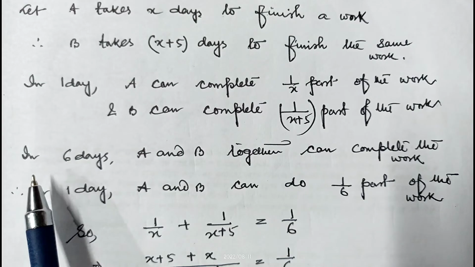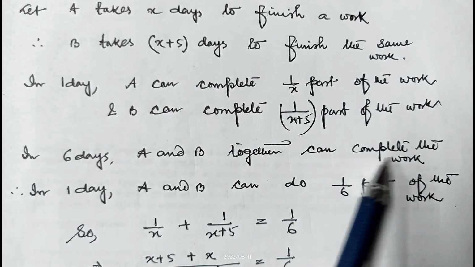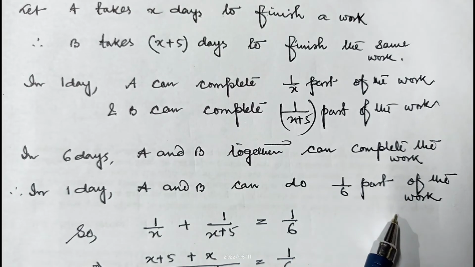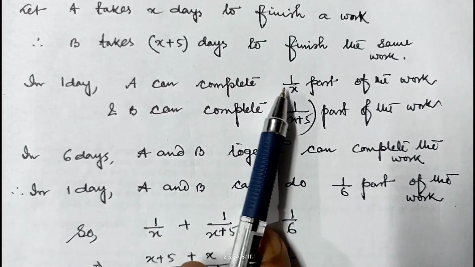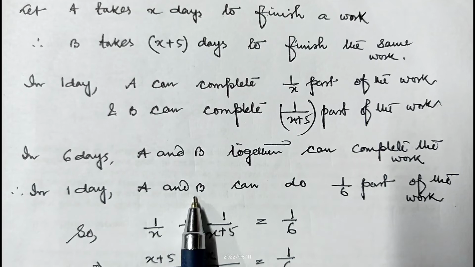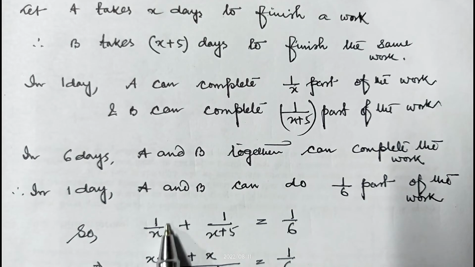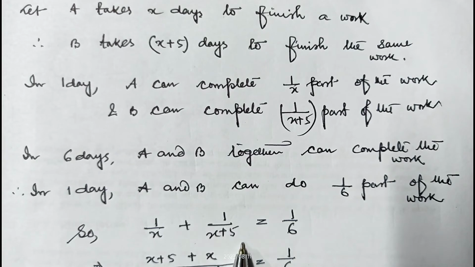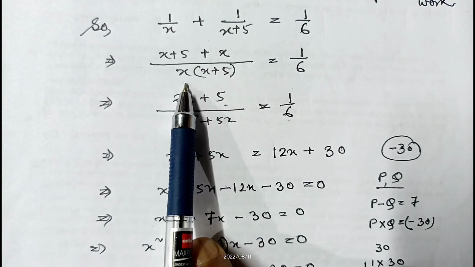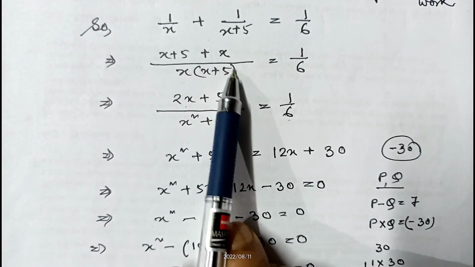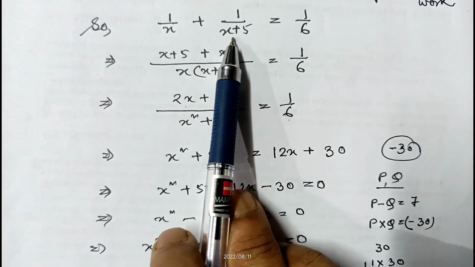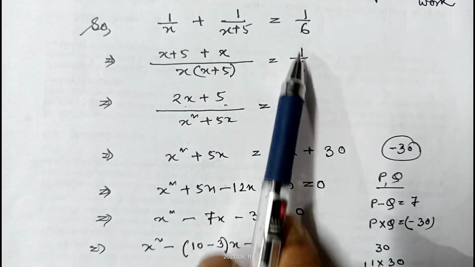Now, according to the question, in 6 days, A and B together can complete the work. Therefore, in one day, A and B together can do 1 by 6 part of the work. So, A can do 1 by X part in one day, B can do 1 by X plus 5 part in one day, and together they can do 1 by 6 part. So, 1 by X plus 1 by X plus 5 equals 1 by 6. If we take the LCM of X and X plus 5, the LCM will be X into X plus 5. This LCM divided by X gives X plus 5, plus this LCM divided by X plus 5 gives X, equals 1 by 6.